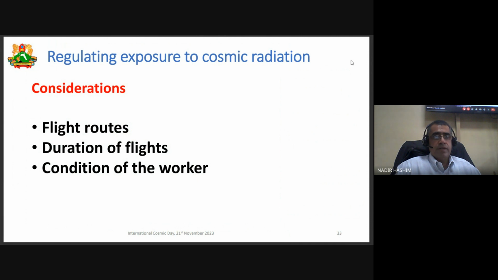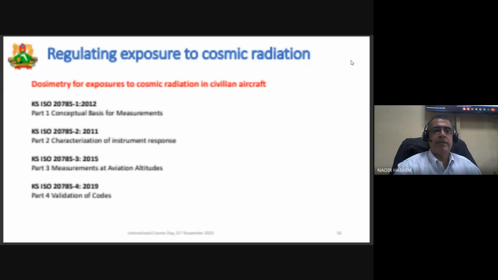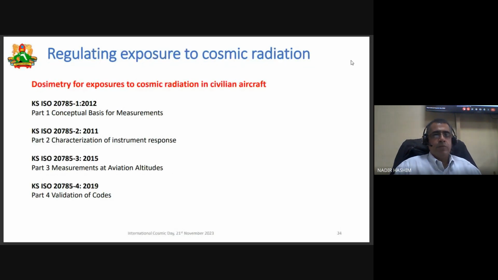The considerations are the flight routes. If you fly in the northern hemisphere at high altitudes, you get more exposed to cosmic radiation as compared to flights near the equator. Other considerations are the condition of the worker, the age of the worker, the gender, and the general medical condition. So yes, long-term exposure may be harmful, and for that reason, it has to be regulated. As I said, we have adopted the ISO standard 2785 series, and the next would be to implement it for our aviation industry.